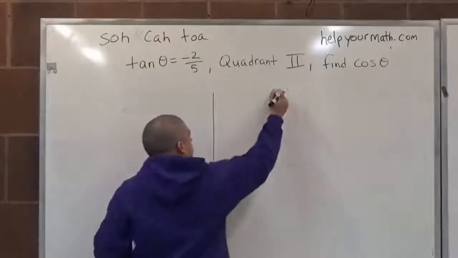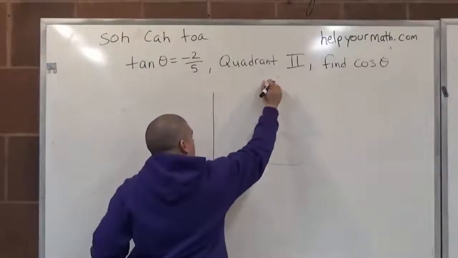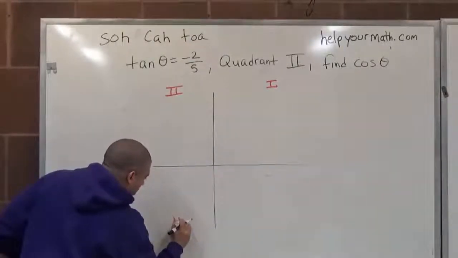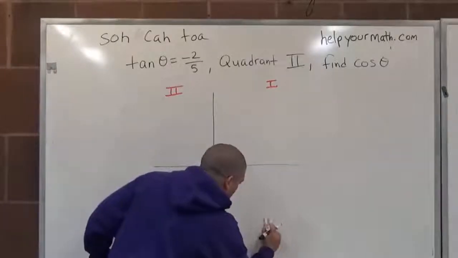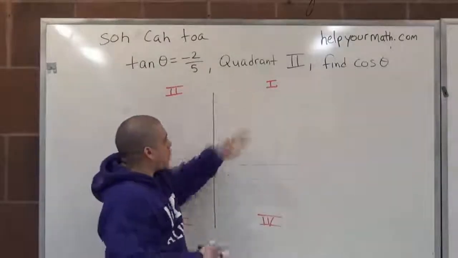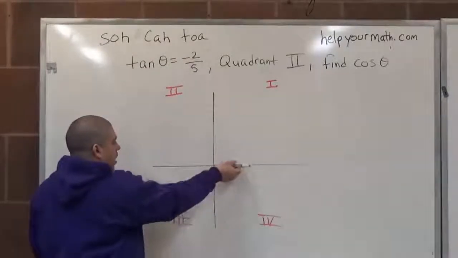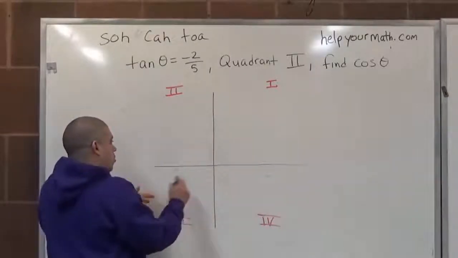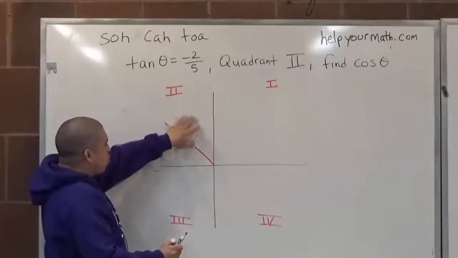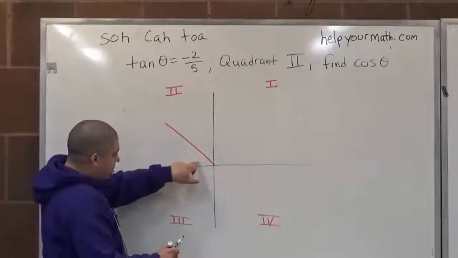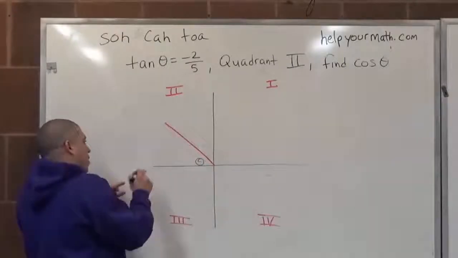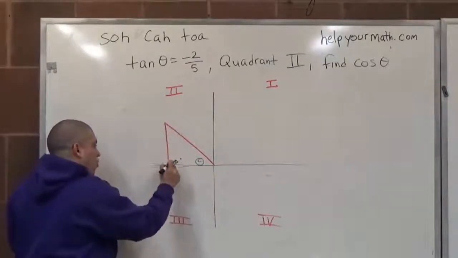So this is quadrant 1, this is quadrant 2, this is quadrant 3, and this is quadrant 4. We know that this angle terminates in quadrant 2, so it's somewhere over here. That's where the angle finishes. But we're going to look at the reference angle. This angle right here is known as the reference angle, the angle that gets to the x-axis. And then we're going to create a right triangle here.